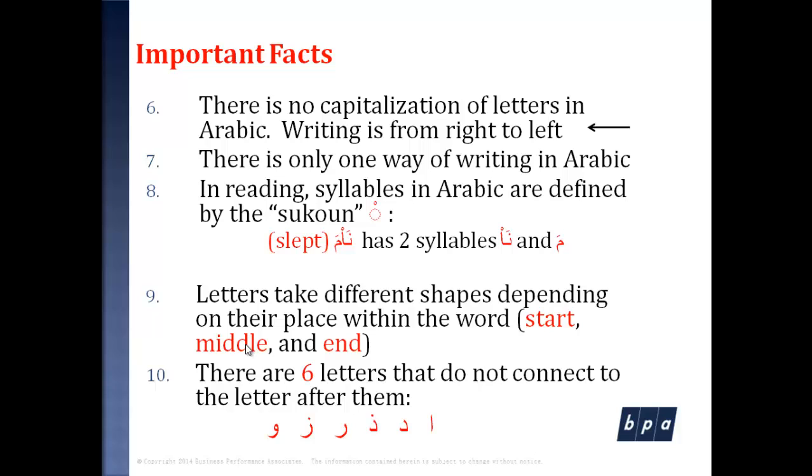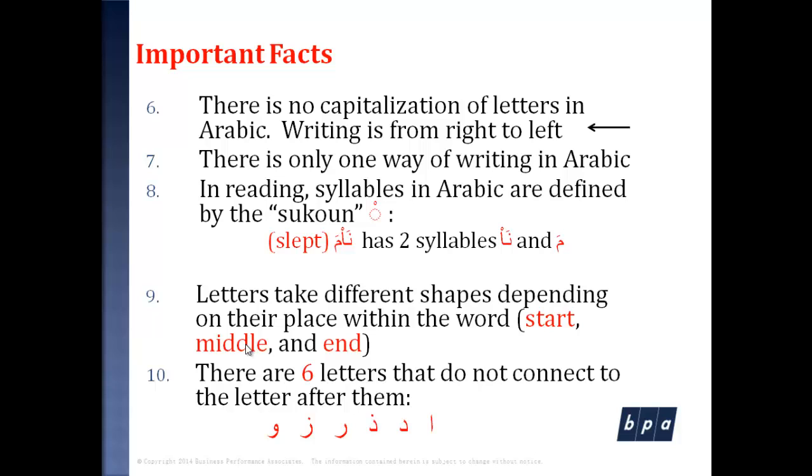To illustrate this, we use the word nama, which means slept, and you can see the sukoon on the letter alif. There's a fatha on the letter before it, so it is a vowel in this case, and it's pronounced as na-ma. Here are the two syllables, na-ma. And when you read it, of course, you do not emphasize the syllables as much, and you read it as nama.